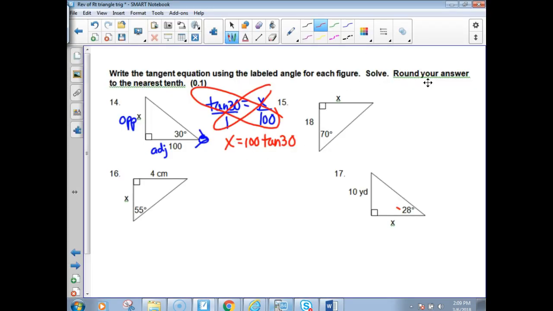What did it say to go to? Round your answer to the nearest tenth, one decimal place. So 57.3. Is that what it was? 57.7.